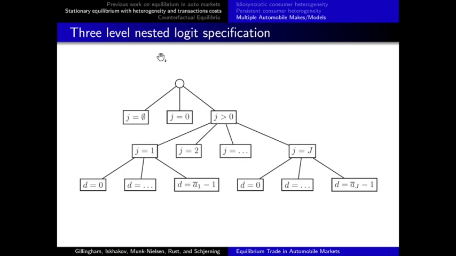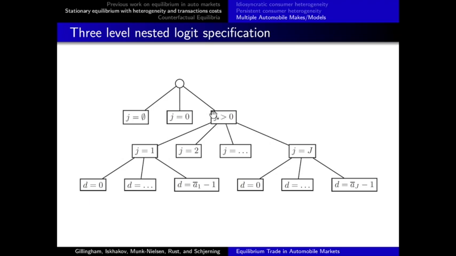But I want to dwell a little bit here on the nested logit specification. So what you choose is either the outside good, or you choose to keep the car that you have. Okay, so this is what we used to call kappa. Or you choose to buy a car of some type. Okay, so this is like type J, okay? This is like keep the one you have.